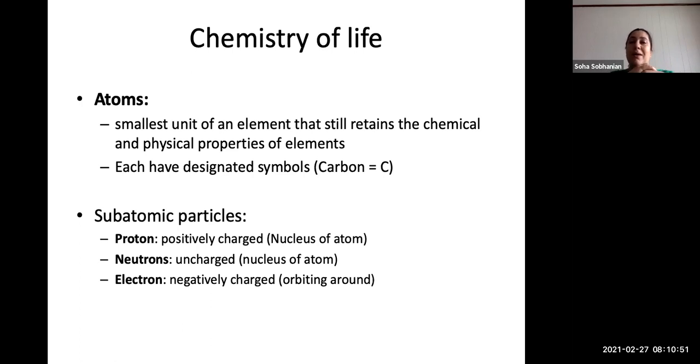So when I'm talking about atoms, for our purpose, if you're taking biology, when you use the word element and atom, they represent the same thing. Atom is just going to be the smallest of the smallest of the smallest piece of that element.